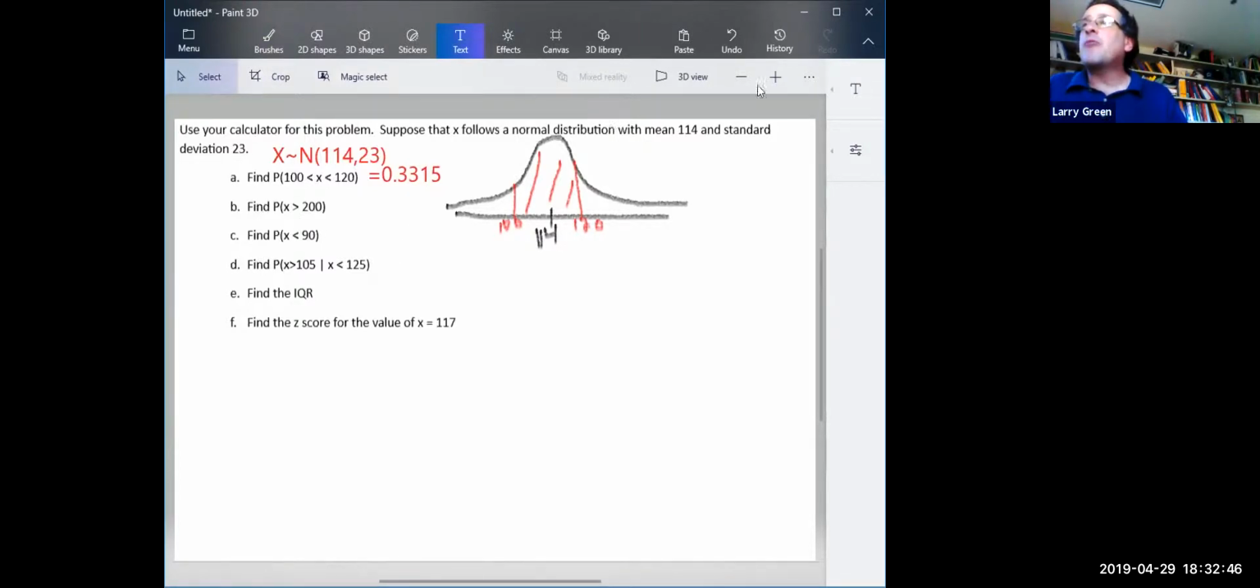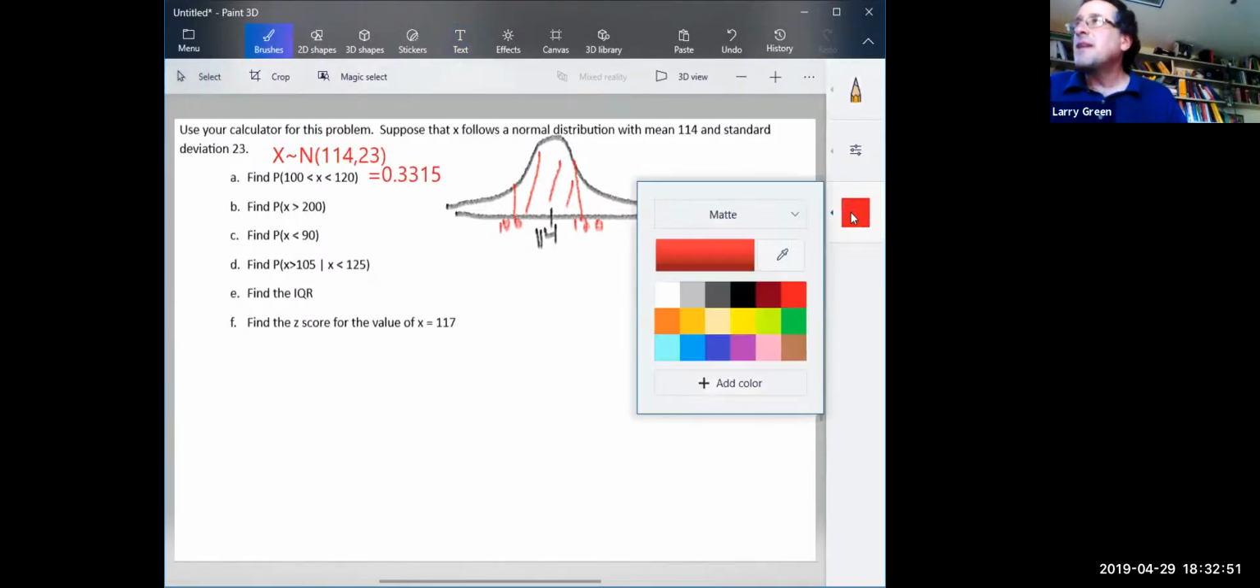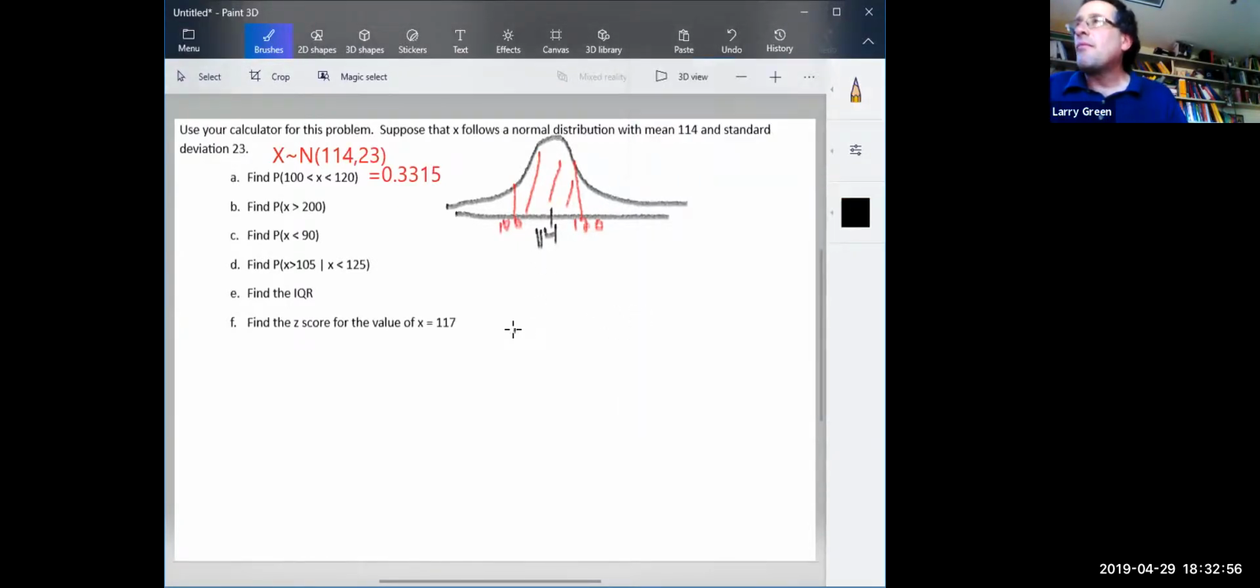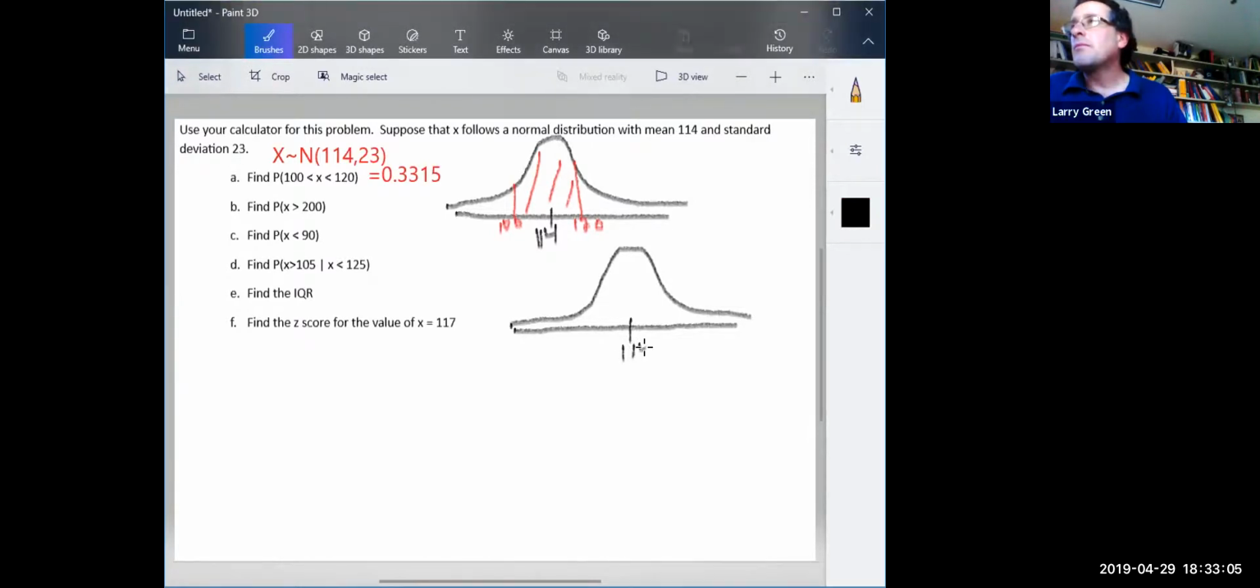Now we have x greater than 200. So let me draw it. And as I mentioned, you're going to have to draw it. That's a requirement. So practice. Still have 114. We want x greater than 200. Like so. Any questions so far?